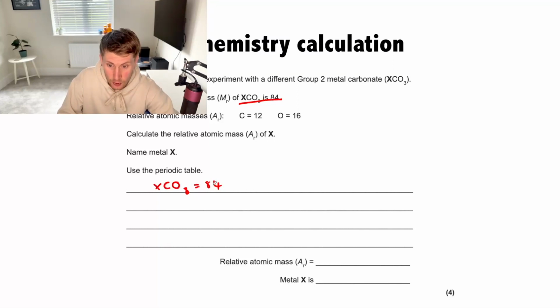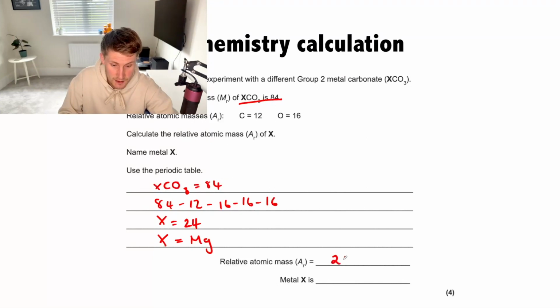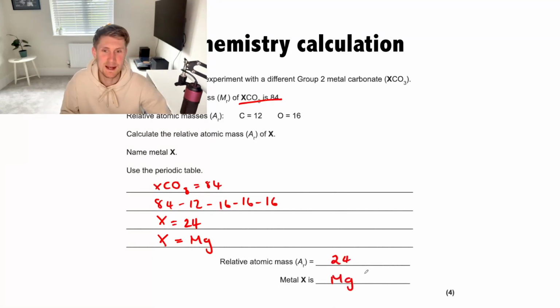So from 84, let's take away the carbon, which is 12. So 84 minus 12. And then let's take away our 3 oxygens. So you can see that there's 3 there, and each one is 16. So we're going to take 12, and we're going to take away 3 lots of 16. And that will tell us that X is 24. And there's only going to be one element on the periodic table that you're given with a mass of 24, and that is magnesium. So the AR is 24, and the element is magnesium.